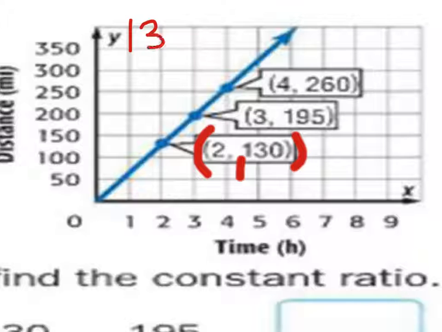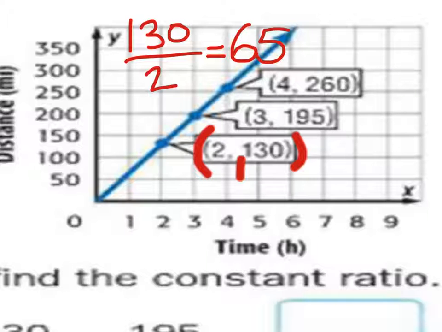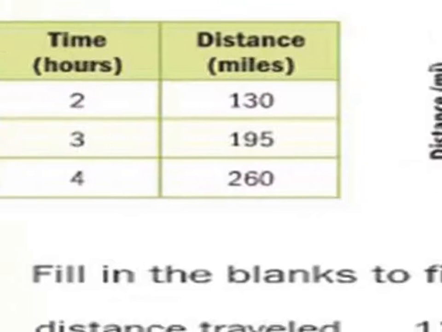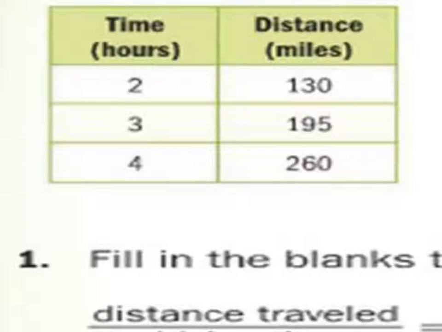I take 130 and divide it by 2, because y divided by x, which would give me 65. Do you do 260? All right, if I look in the table, so here's my table, it says the constant. So again, it's always going to put the x's on the left, y's on the right.